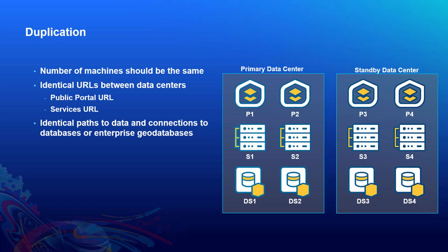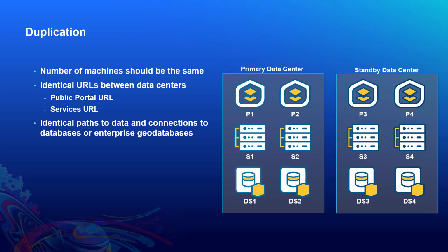The first step would be duplication, making sure that your primary and standby data centers are essentially mirrors of each other. It's a recommendation that the number of machines should be the same between primary and standby data centers. The reason for this is that there shouldn't be any drop in redundancy, performance, or functionality if you do have to switch over to your standby. Now, many organizations may not want to invest the same amount of hardware for a standby data center, so you can have an environment with a reduced capacity to restore to.